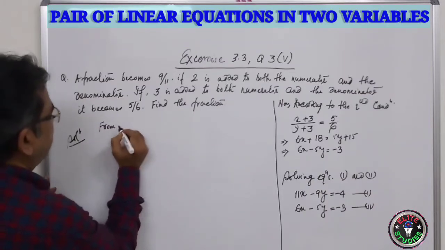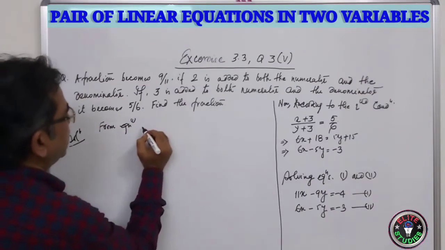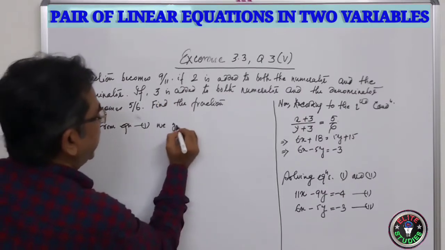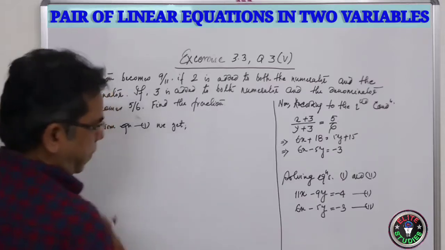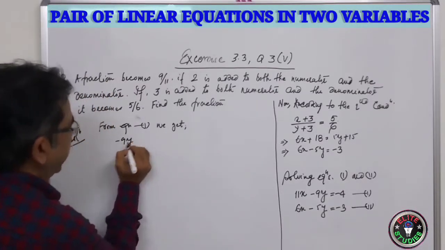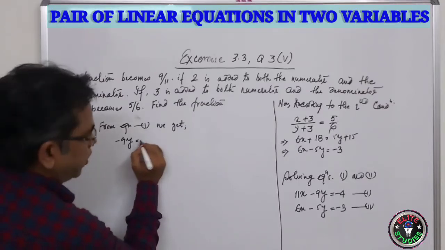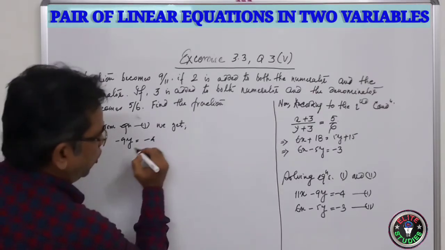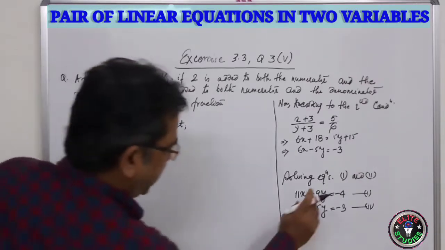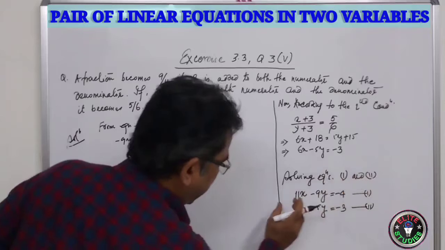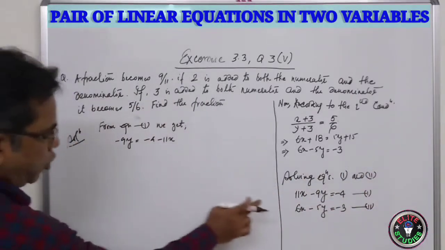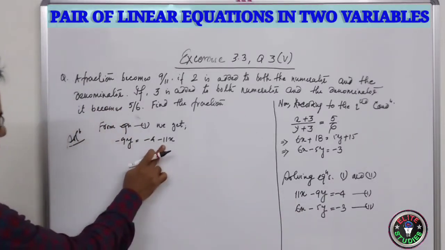From equation 1 we get what? We get minus 9y is equal to minus 4 minus 11x. We have kept it here, and 11x has been transposed from left hand side to right hand side. So it was plus 11x, it becomes now minus 11x.